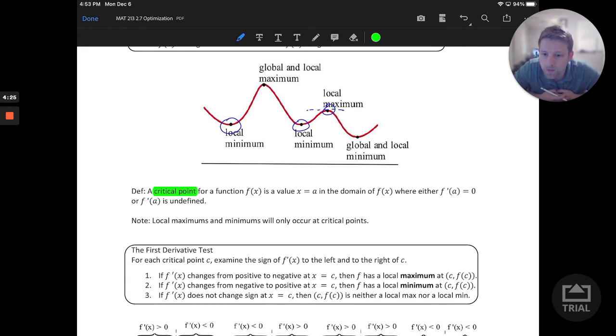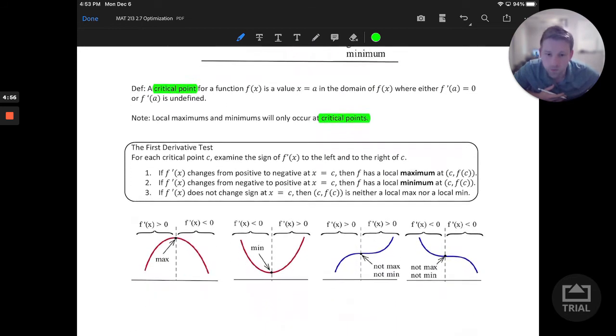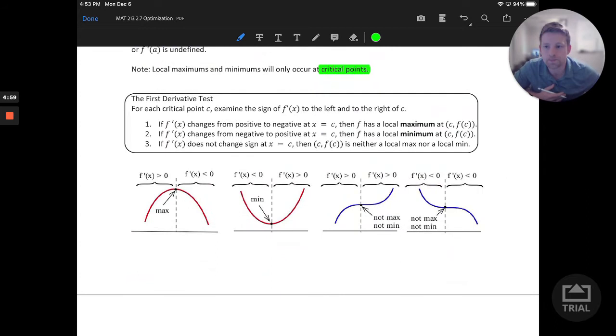Also note that local maximums and minimums will only occur at critical points. So to be able to find our local max and mins of a graph, we first want to consider, again, critical points. That will be a key phrase there. We're going to introduce the first derivative test here to test whether or not we have a local max or local min for our graph. Let's talk about that test for a moment before we jump into our first example.